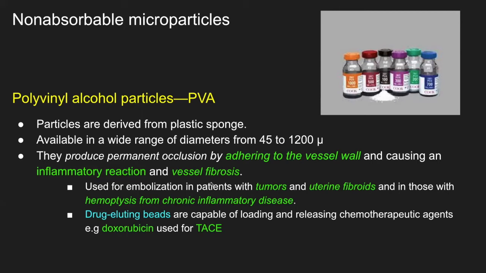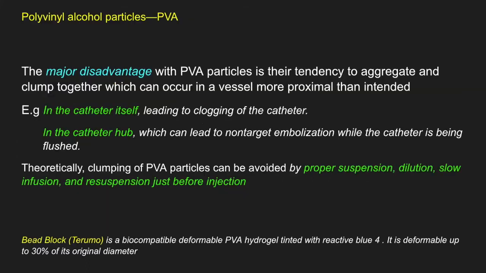So PVAs are used for embolization in patients with tumors and uterine fibroids, and in those with hemoptysis from chronic inflammatory disease. There are also some PVAs combined with chemotherapeutic agents like doxorubicin. These are used for the treatment of HCC in the procedure called TACE.